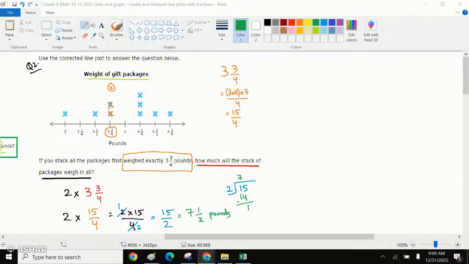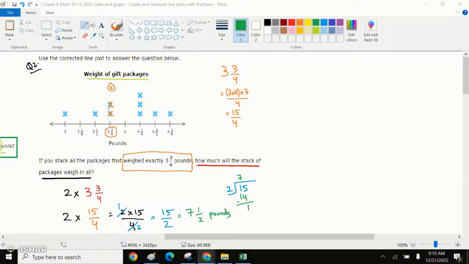Okay. What we are doing in this question is we are changing the mixed number into an improper fraction. Then we multiply. Then we change the improper fraction back into a mixed number, right? And we are also assessing the data at the same time. Okay, so let's move on to the next question.